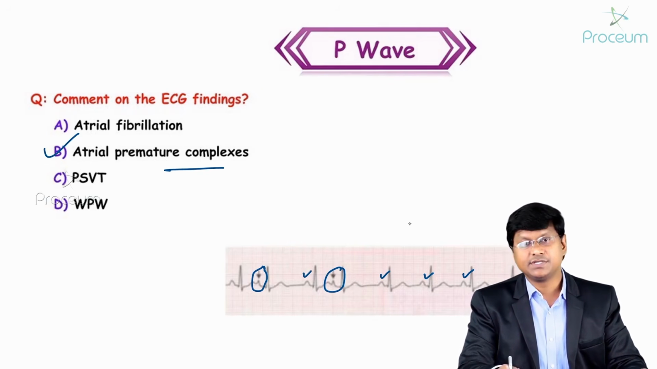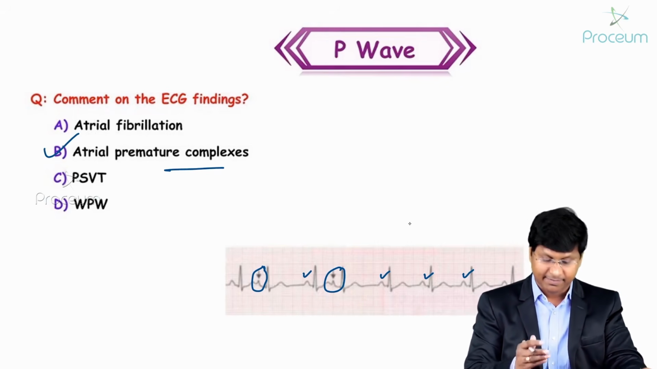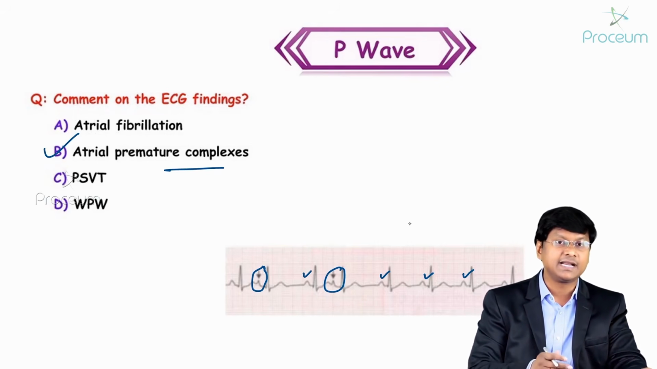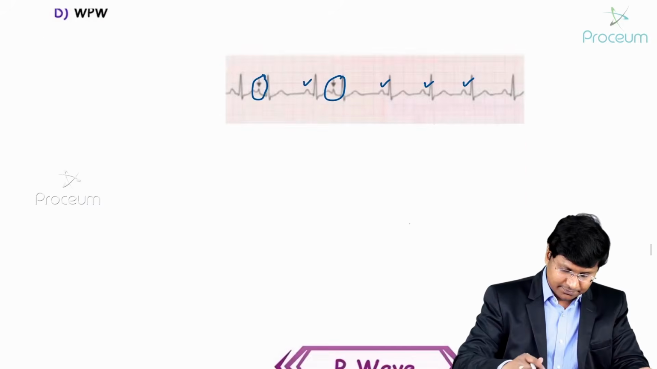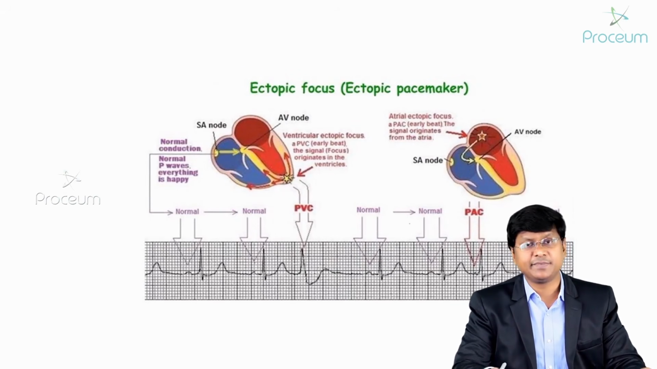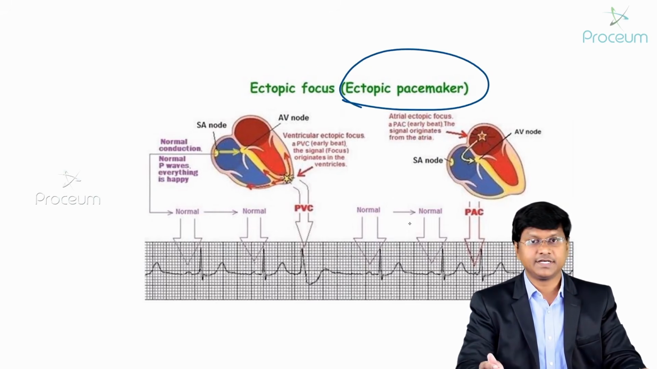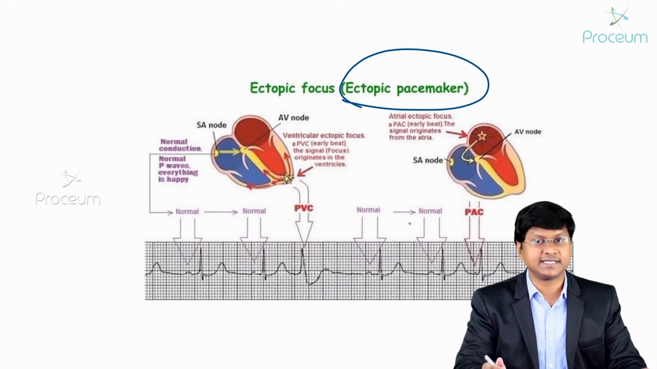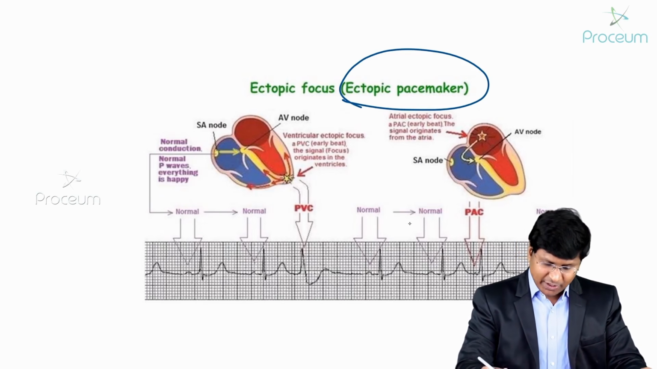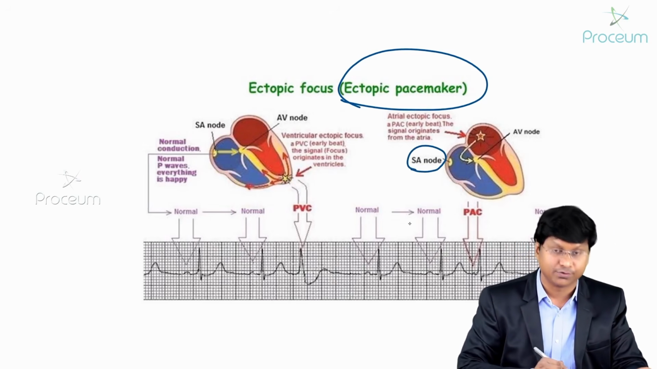Next, after having discussed this, let me explain the atrial premature complex. Why are you having a complex earlier than normal? If you see the mechanism, this atrial premature complex is your ectopic focus as well as the ectopic pacemaker. So what is happening here is, normally the impulse has to originate from the SA node.